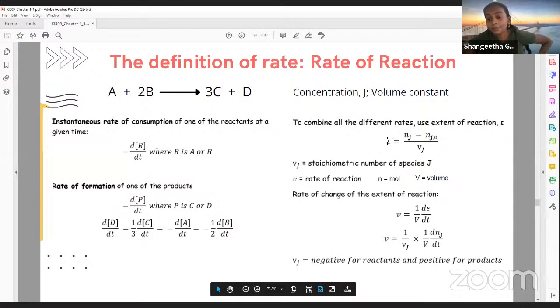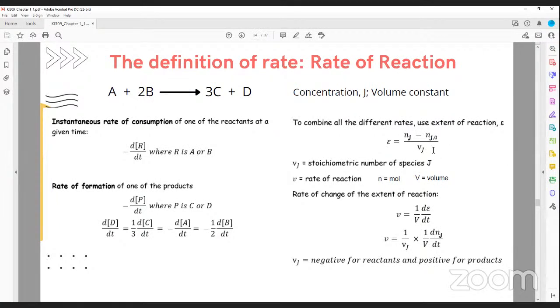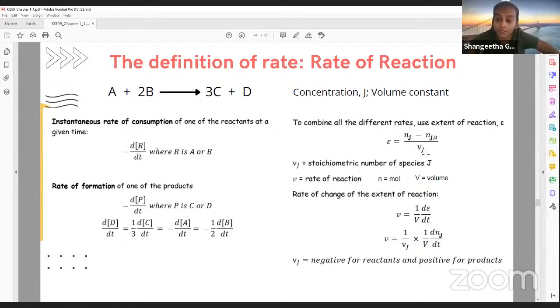So epsilon gives you the change in the number of moles over the stoichiometry of the species, depending on which species you are talking about. V here refers to the stoichiometry, and mu is the rate of reaction. You have to get this first. Please write down somewhere in your notes: n is the mole and big V is the volume. So this big V here is the volume.